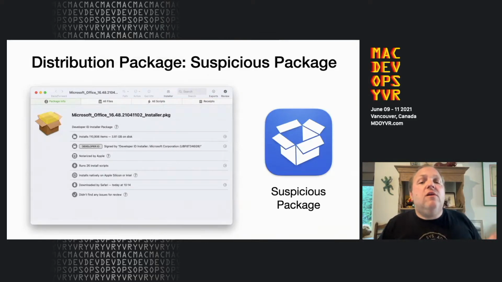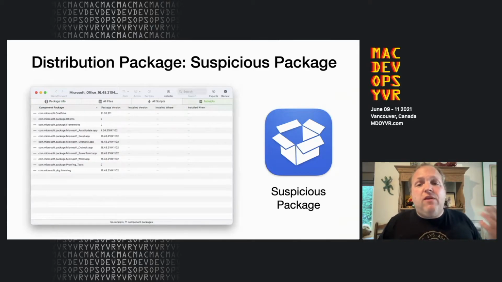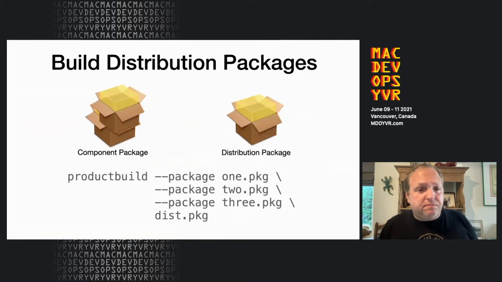Suspicious Package, which is also a great package inspection tool. However, it does not show me whether a package I am inspecting is a distribution or a component package. They don't care. They don't show me the difference either. If I look into the receipts tab, if you have multiple receipts in there, it has to be a distribution package. But if I only see one receipt in there, it could either be a component package or a distribution package with one component. There's no way to tell the difference in Suspicious Package.